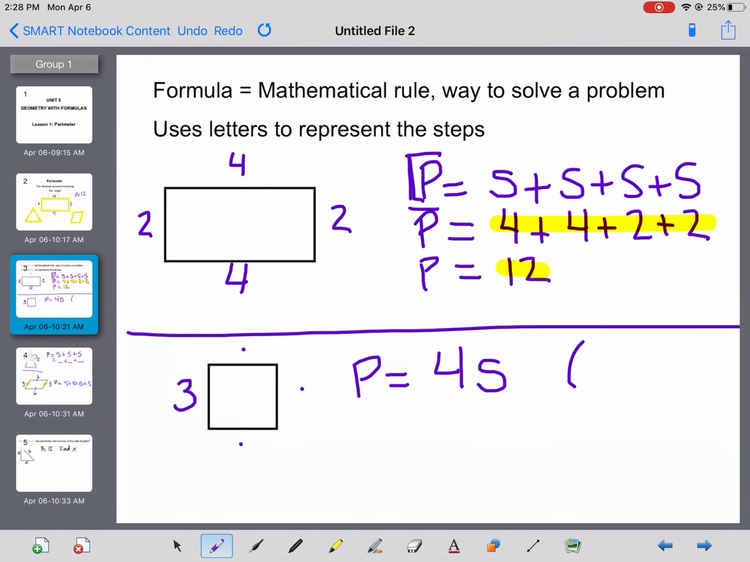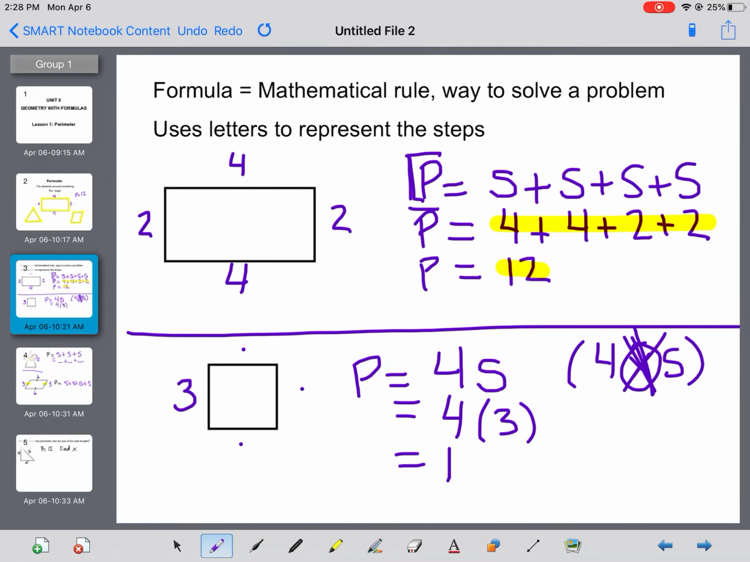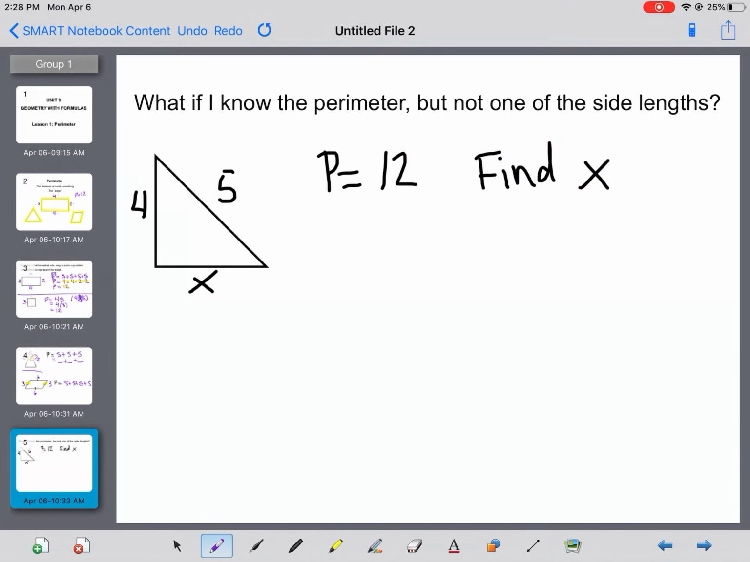Now, remember that when we put two things next to each other, you should remember this from the integers unit, it really means the same thing as multiply or times. But this is one of those situations when we're using letters in math, so we want to avoid that multiplication symbol with an x because it could get a little bit confusing, but this just means 4 times s. So then all you would do is you would do 4 times 3 to come to your perimeter of 12.